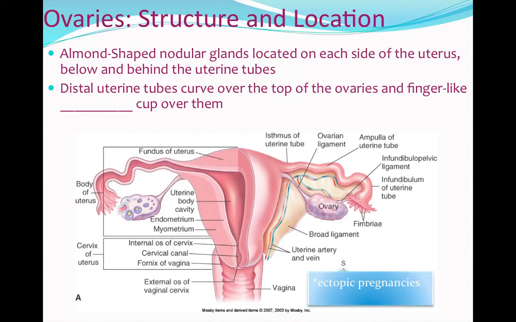If we take a look at the ovaries, their structure and their location, they're almond-shaped nodular glands. They're located on each side of the uterus, below and behind the uterine tubes. Distal uterine tubes curve over the top of the ovaries and finger-like fimbriae cover over them.